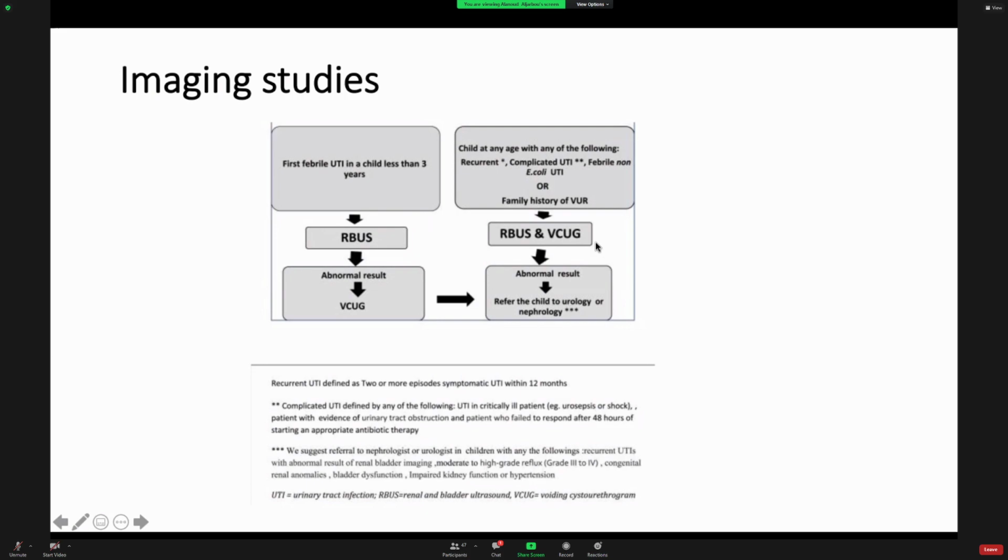At that time, you better go for an ultrasound and voiding cystourethrogram together. If you have any abnormal result or reflux present, you refer the patient to urology or nephrology, to give them, if the patient has high grade vesicoureteral reflux, prophylactic antibiotics, or if the patient has any congenital anomalies that require correction. So that's it for UTI.